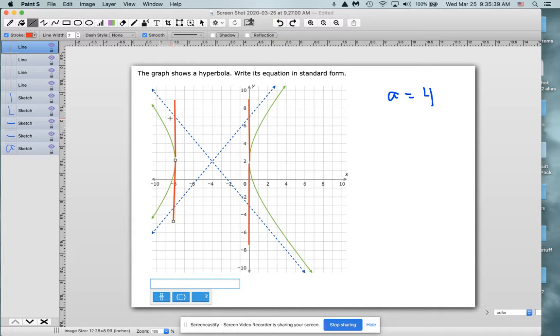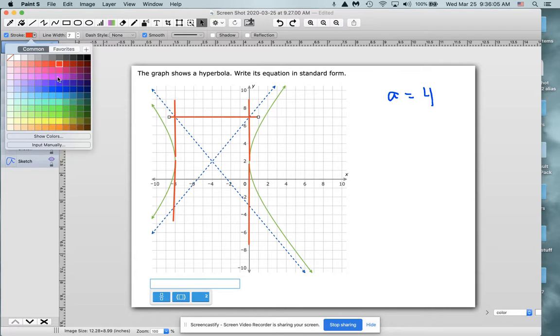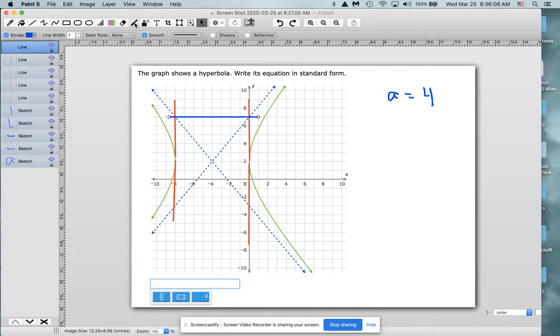This asymptote line crosses right there. So I can see that my B value, which goes from here, be careful, don't go from the x-axis, but from here, it goes up 2 to 7, that's a total of 5 units. So my B value is 5.